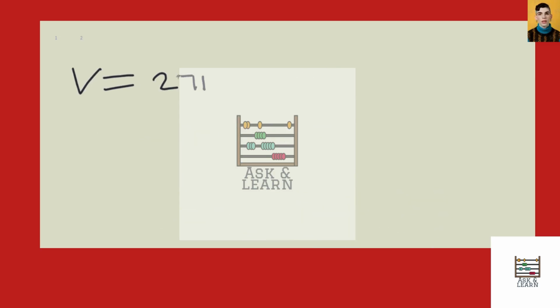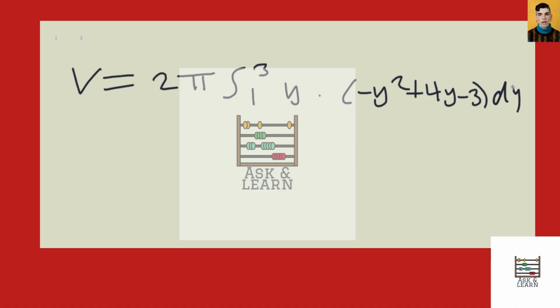Now remember, the formula for the integral is 2 pi times the integral, with bounds in this case from 1 to 3, of 2 pi r h dy. Our 2 pi, as I said, is a constant, so we already put it out there. So r h dy: y times negative y squared plus 4y minus 3 dy.